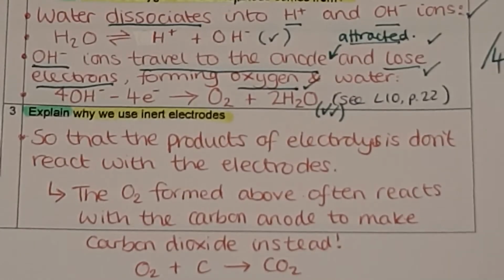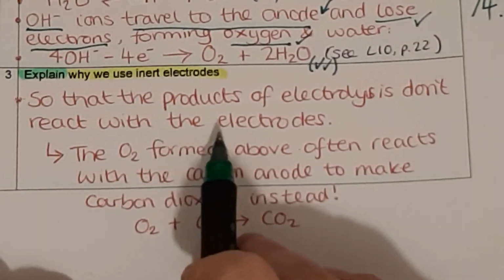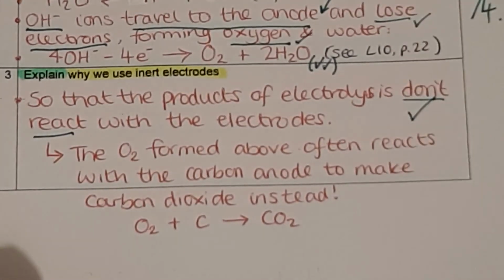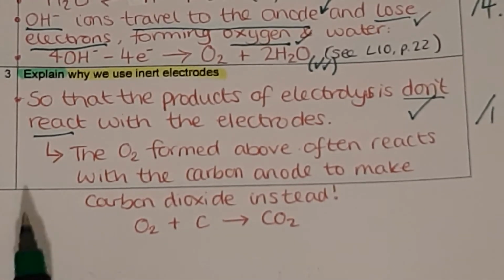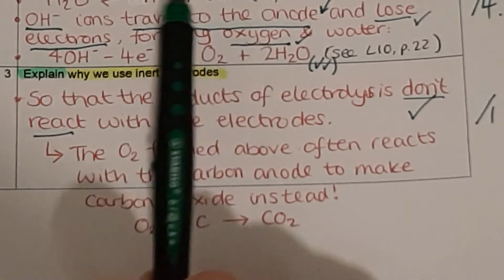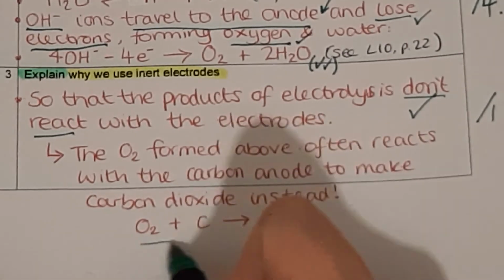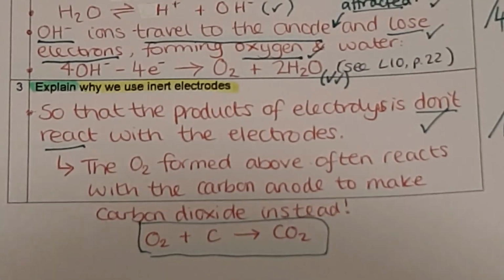Okay, so question 3, explain why we use inert electrodes. Well, the idea is that the products of electrolysis don't react with the electrodes. If you say so that it doesn't react, that's a mark, and it's out of 1, this one. As an interesting aside, I do want you to write this down. The oxygen that's formed here in this example actually typically reacts with the carbon anode to make carbon dioxide instead, as shown by this equation here. So you don't actually get oxygen. This is not a sensible or useful way of producing oxygen because you generally get carbon dioxide and oxygen mixed together. So there's another question on the next page. If you haven't noticed, pause the video again whilst you do that. If not, we're going to go through that now.